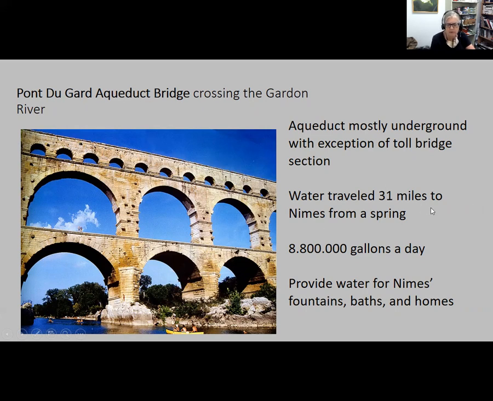And this particular one traveled 31 miles to bring 8,800,000 gallons a day to the city. And it provided water for their fountains, their baths, their homes. Yes, the Romans had pipes, they had plumbing, but it was made out of lead. Not a good idea.